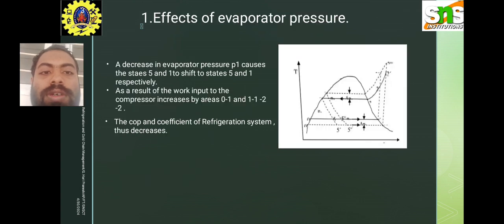First, we are going to discuss the effects of evaporator pressure. As you can see in the diagram on the right hand side, it shows us a curve. In this, there are the 5 processes 1, 2, 3, 4, and 5. A decrease in evaporator pressure P1 causes the states 5 and 1 to shift to states 5' and 1' respectively. As a result, the work input to the compressor increases by areas 0 to 1 and 1 to 2. The COP, the coefficient of performance of the refrigeration system, thus decreases.